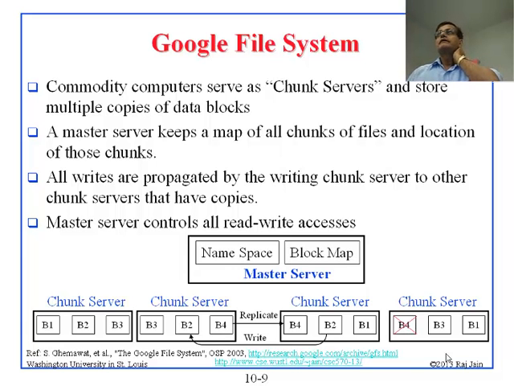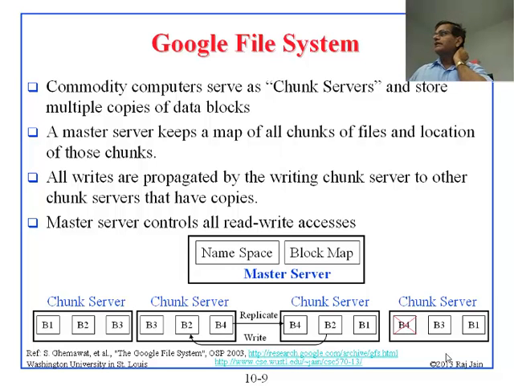If your master server goes down, do you lose the mapping of it? Right, you will lose the mapping. But what you do is you keep 2 master servers. So basically there must be a standby server. But for the time being, let's assume that there is one master server and it keeps the whole map.